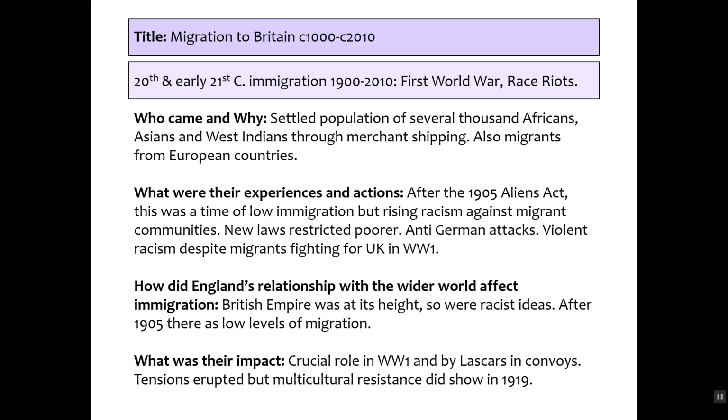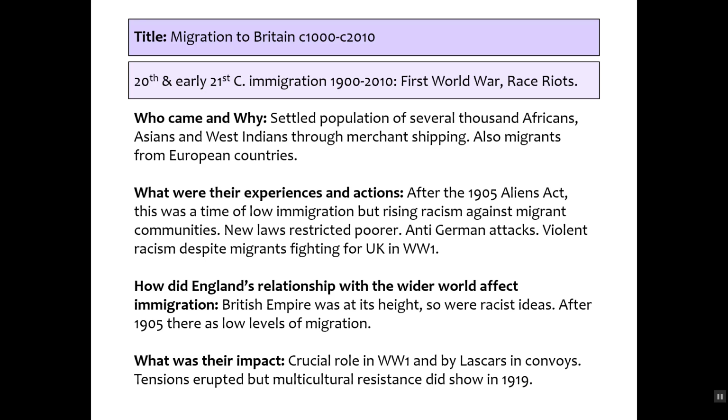Now, the First World War has a significant impact on Britain, and it leads to race riots. We have the British Empire being at its height, but so is racism. After 1905, there are low levels of migration. People come to Britain from all over the world. There are already settled populations of thousands of Africans, thousands of Asians, and thousands of West Indians as a result of merchant shipping. Some people just did not want to go home. They were allowed to stay. We've also got immigrants from other countries like Italy and Germany, etc.